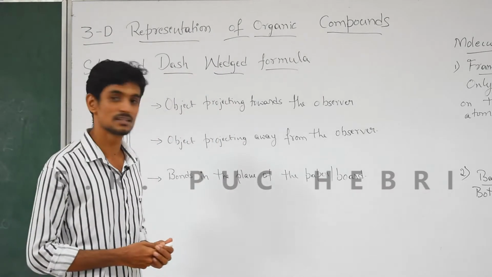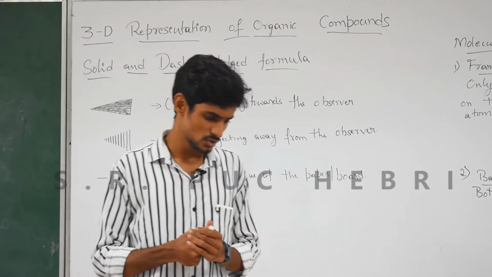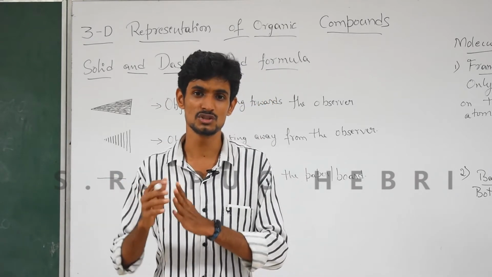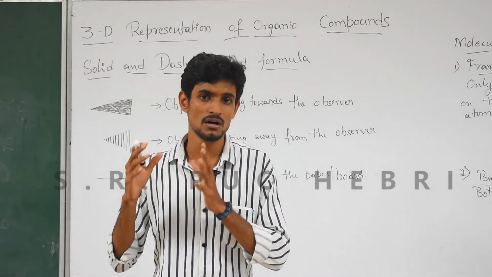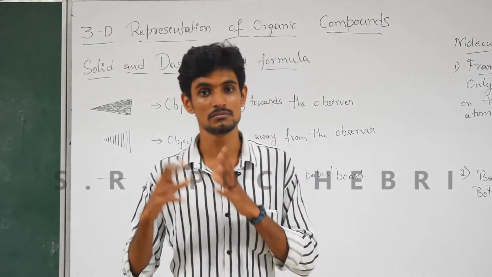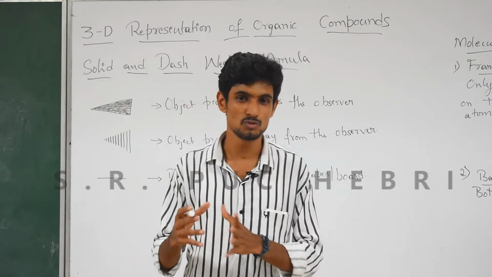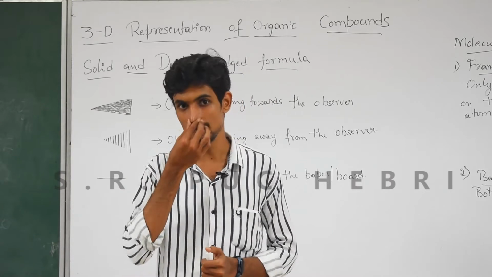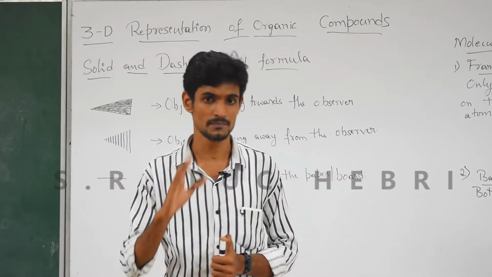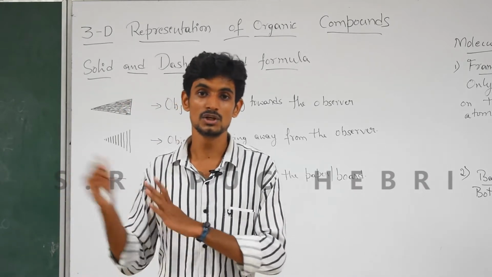Welcome back, students. In the last video, I explained the bond line formula. We discussed how we can represent organic compounds in two dimensions, and various types were covered. The bond line formula is one of the most convenient methods for representing organic molecules. Even if the compound is very big, we can represent it in a very simple way, so it is widely used for organic and aromatic compounds. That is all about representing organic compounds in two dimensions.